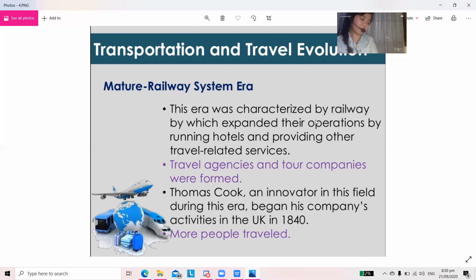These are circular notes, wherein instead of exchanging your currency, you could just use these bank notes, or tour checks. For example, if you're going to Japan and you do not have the means to exchange your Philippine peso to yen, you can use circular notes or tour checks to pay for your expenses. That is what Thomas Cook developed before. So more people traveled during this time because of course there were railways and hotels. And there were also travel agencies and tour companies that would help you organize your itinerary or even your excursions or day tours.